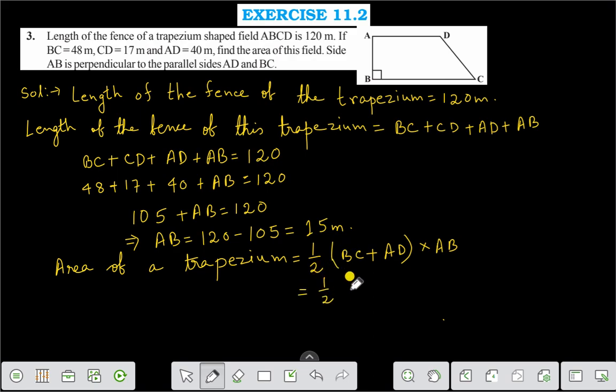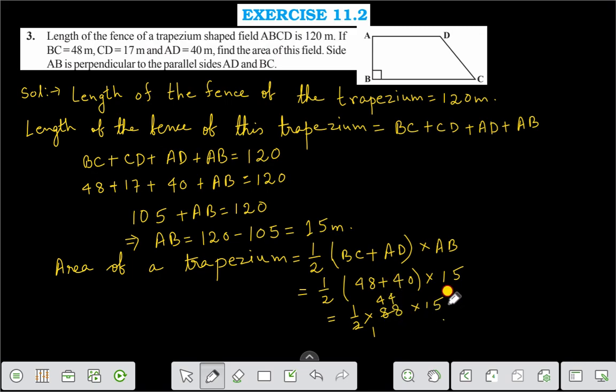The value of BC is given as 48 and the value of AD is given 40. And we found the value of AB as 15 meters. Therefore, we are getting 1 by 2 into, if we add this one, 48 plus 40 is 88, into 15. You divide 88 by 2, that is 44.